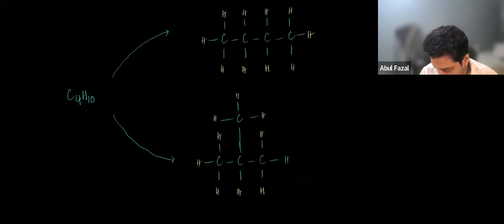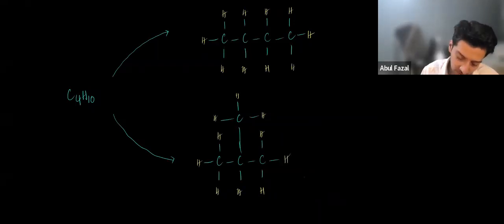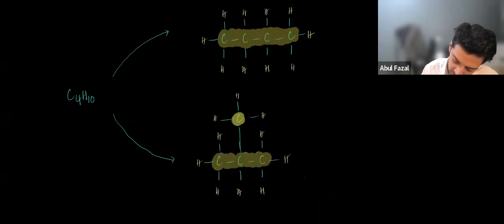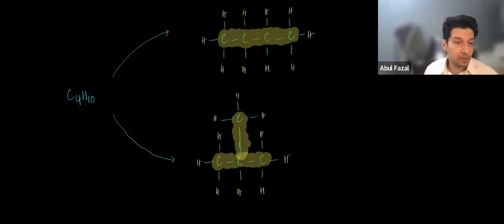Now it might look really confusing. What you want to do is squint really hard until all the hydrogens have disappeared and you're only focusing on the carbons. आपने नोट किया कि ये कार्बन सारे एक लाइन में हैं और यहाँ पे ये सारे कार्बन एक लाइन में नहीं है, बीच में ये इस तरह लगा हुआ है। So the first one is butane, the second one is not butane because वो एक straight chain में नहीं है.